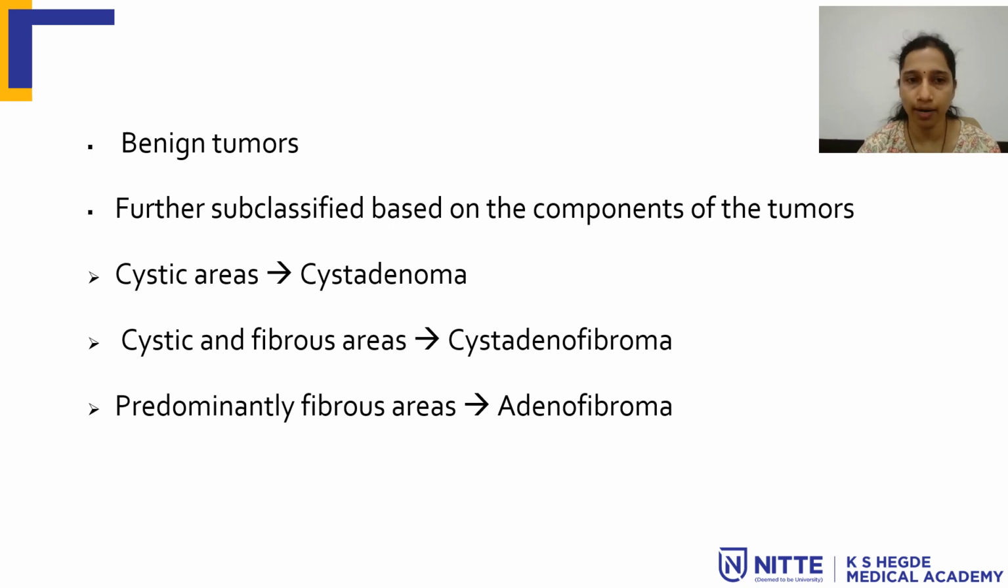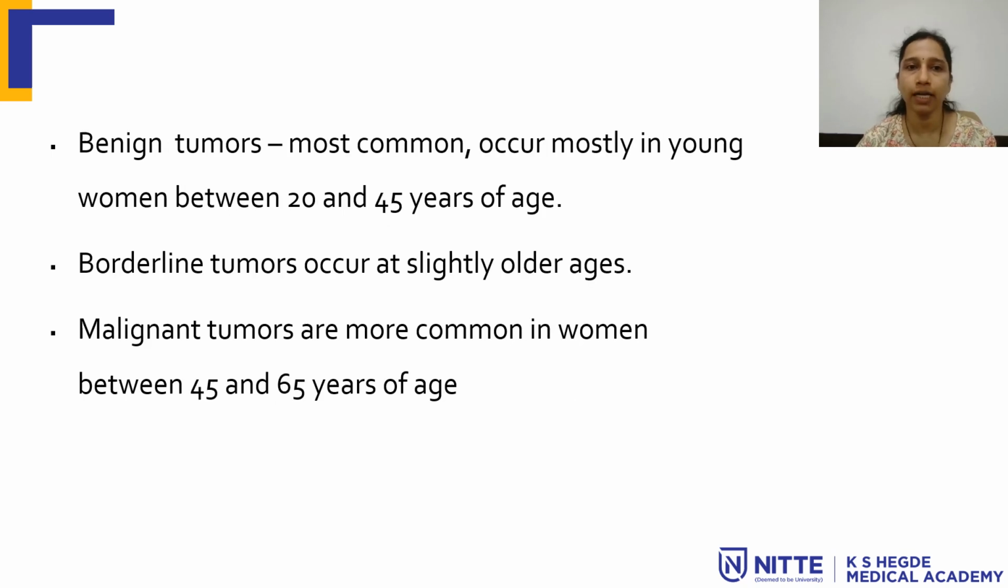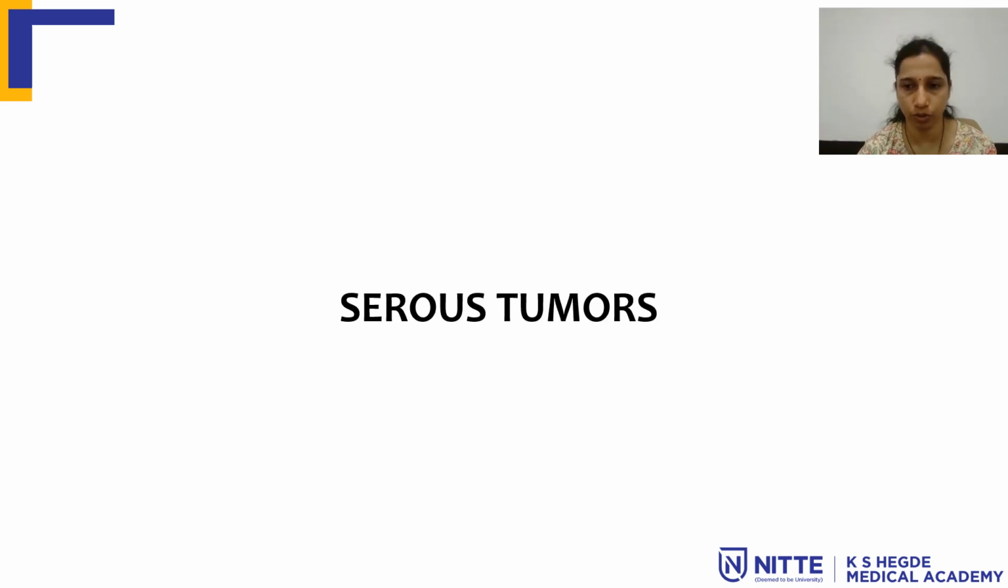If the tumor is predominantly cystic, they are called cystadenoma. If it is having both cystic and fibrous component, they are called cystadenofibroma. If they are predominantly fibrous tumor, they are called adenofibroma. So benign tumors are the most common epithelial tumor, which occur mostly in young women between 20 to 45 years of age group. Whereas borderline tumors are seen at slightly older ages, around 40 to 50 age group. Whereas malignant tumors are common in women between 45 to 65 years of age group.